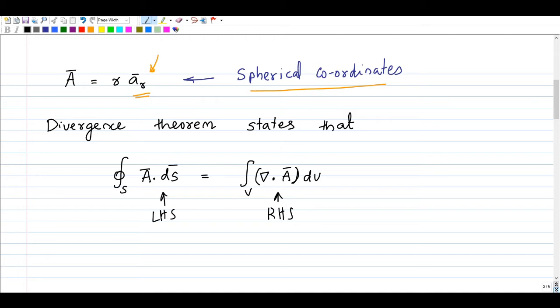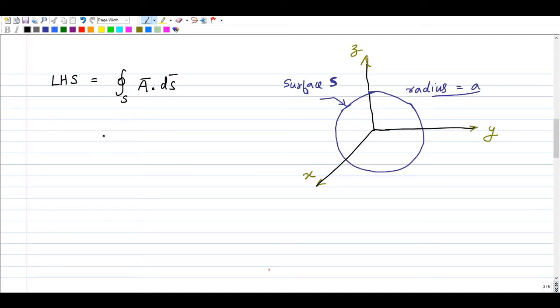So let us evaluate the left hand side. Left hand side of the expression is surface integral A dot dS. In order to evaluate this surface integral, first we have to identify the surface. In the question it is mentioned that the closed surface is a sphere centered at the origin, and the radius of the sphere is a. Now to evaluate the integral, we need this A vector and dS vector.